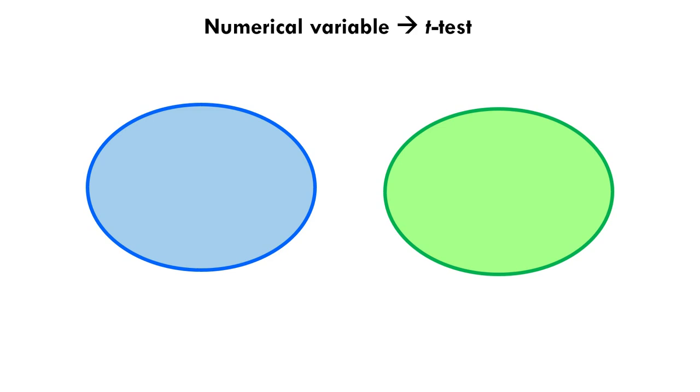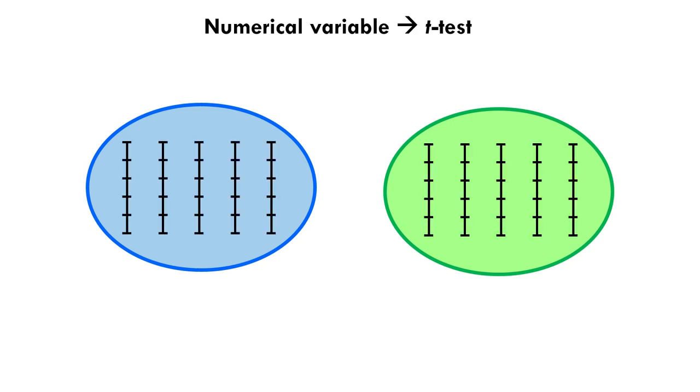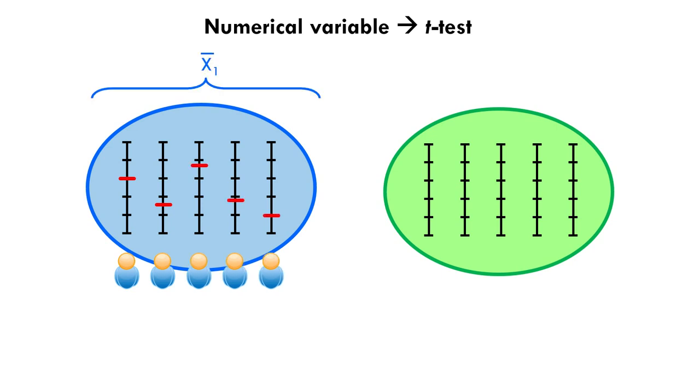Let's look back at our data grouping. This should be a little familiar from a couple of weeks ago. If you have these little scales, the up and down scales indicating there's a numerical variable for each of these individuals. If you have two groups of individuals and each individual has a value on this numerical scale, then you have a mean of that numerical number for that group.